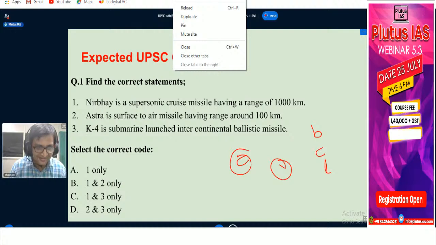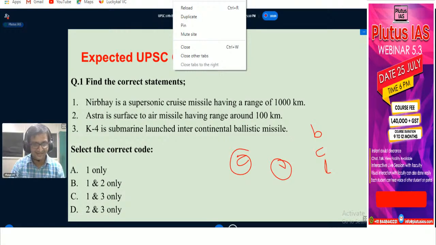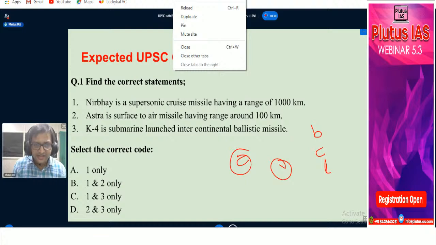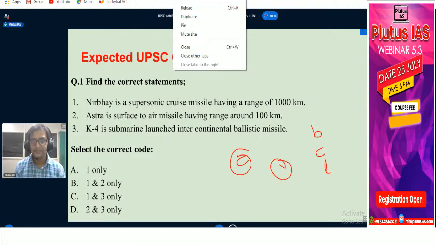Everyone, this type of mistake is usual. Aman is going with D. Anyone is there with A? Anyone? Anyone is there with A?